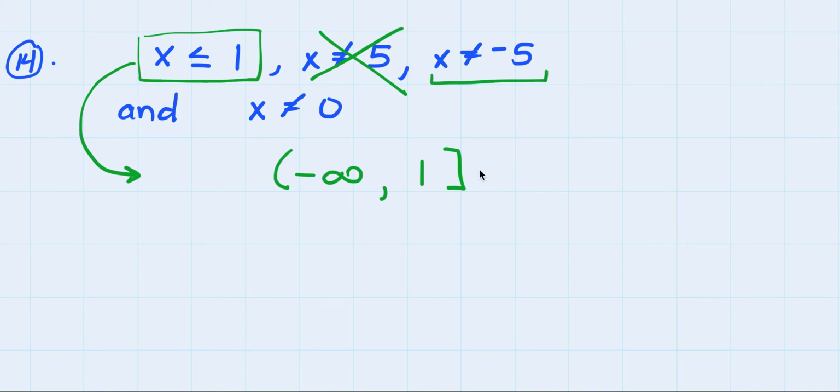This number, negative 5, is in this interval, and I have to take it out. At the same time, I have to take the number 0 out because it is in this interval. And remember to put them in order. Negative 5, you have to take out first, and then 0.